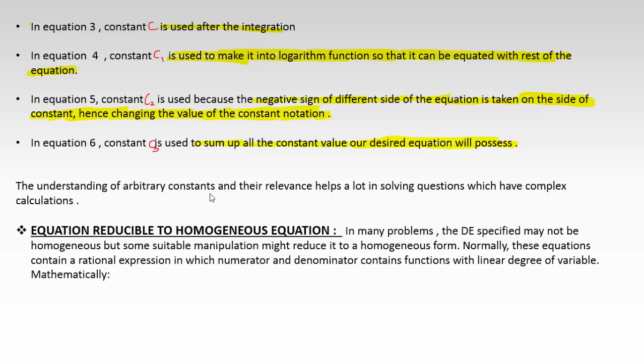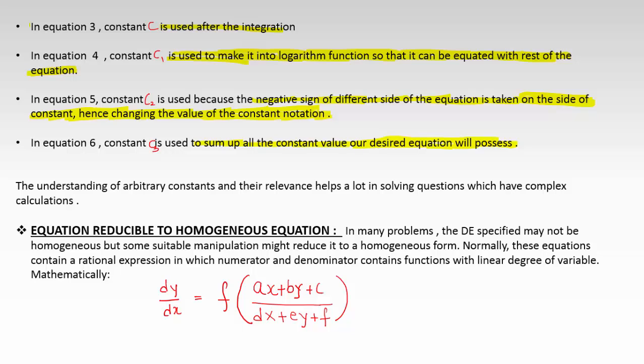So now another equation we have is the equation reducible to a homogeneous equation. What are these equations? These are equations which are not actually homogeneous, but after making some adjustments and substitutions, we can reduce them to homogeneous equations. Mathematically we can say that dy by dx is equal to f of (ax plus by plus c) upon (dx plus ey plus f).